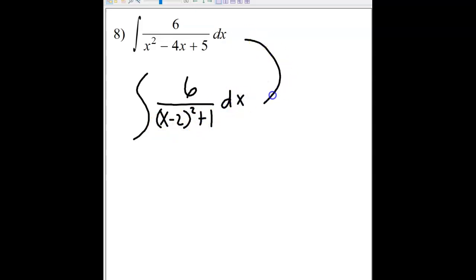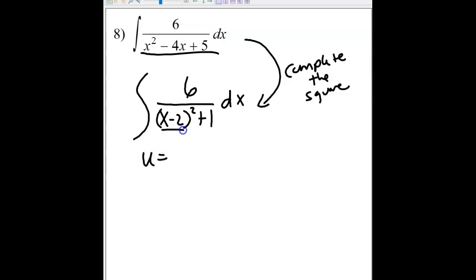So you want to complete the square. And how did I know to do that? You do that anytime you are looking at a trinomial in the denominator. That's probably going to be the strategy to go with. And in those cases, it's going to end up being an arctangent function, an arctangent integration problem, where the u is equal to whatever's in the parentheses.